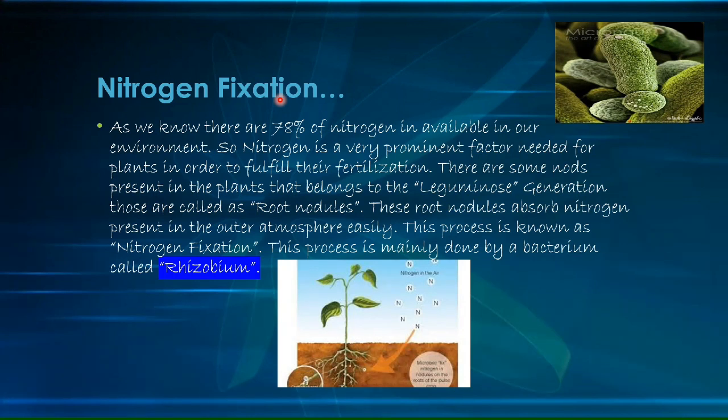So in these root nodules there is a bacteria known as rhizobium. This is a nitrogen-fixing bacteria, and this helps to absorb nitrogen from our atmosphere and make the plant fertilized. And this process is known as nitrogen fixation. The main bacteria used for nitrogen fixation is rhizobium. Let's move on. Here you can see the root nodules, and inside these root nodules there is a bacterium known as rhizobium, and the rhizobium helps the root nodules to absorb nitrogen from the air.